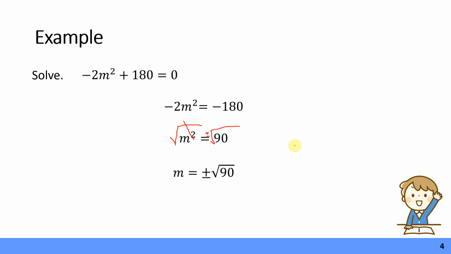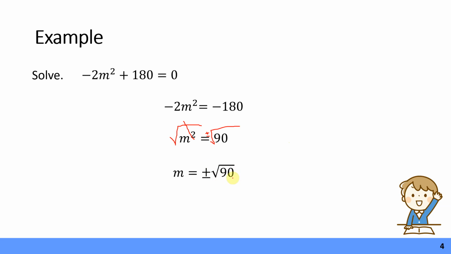But on your homework, you are going to be required to simplify a radical, or a square root. So a square root has to be simplified. If you put this in your calculator, you're going to get a decimal. That's not what I want. I want the square root of 90 super simplified.